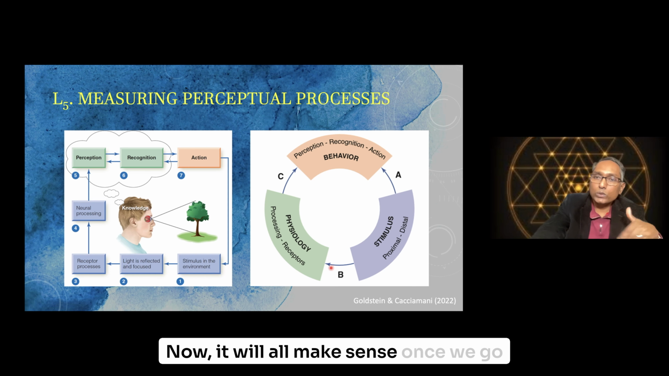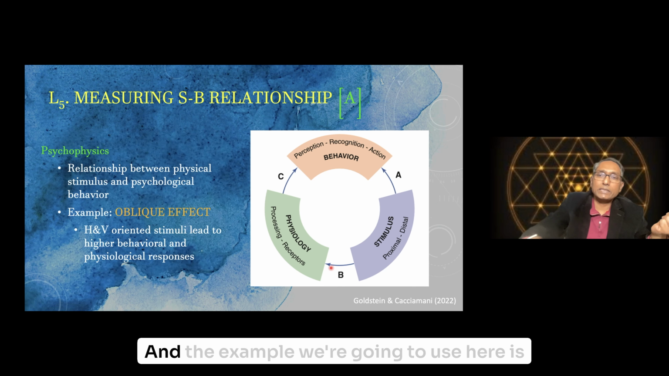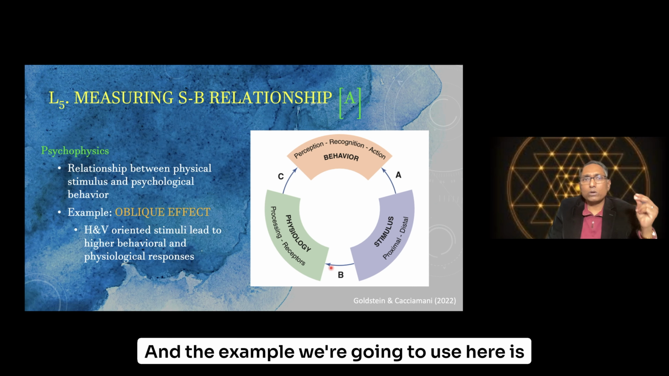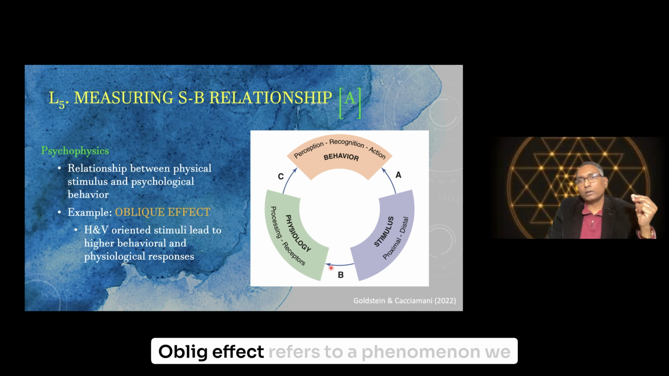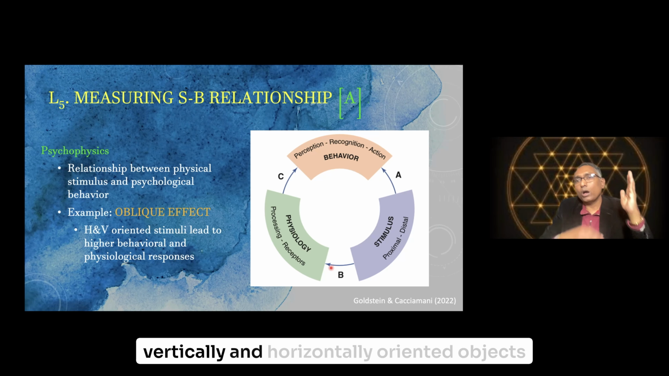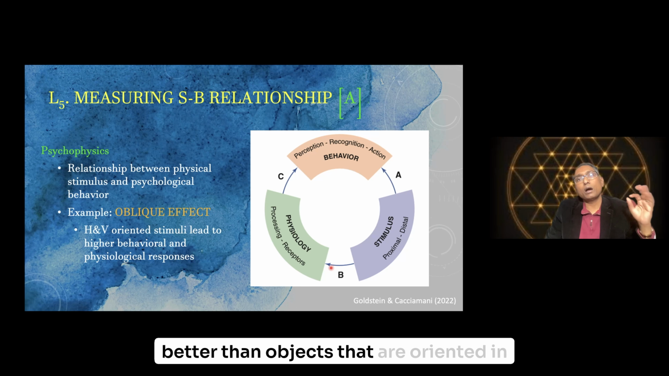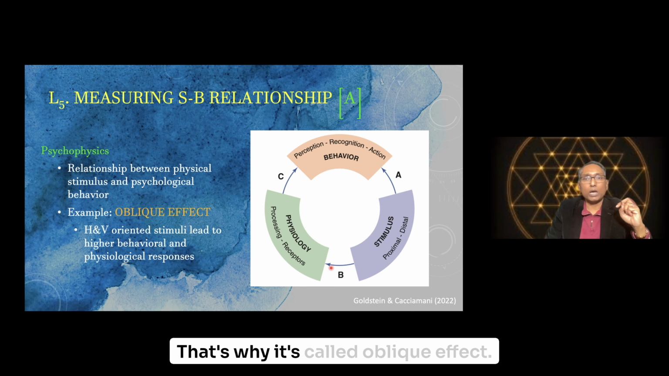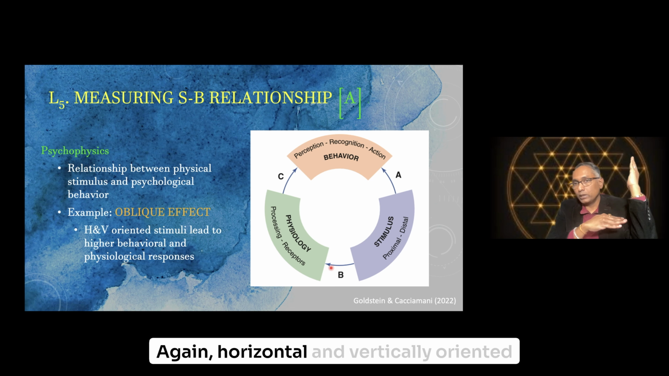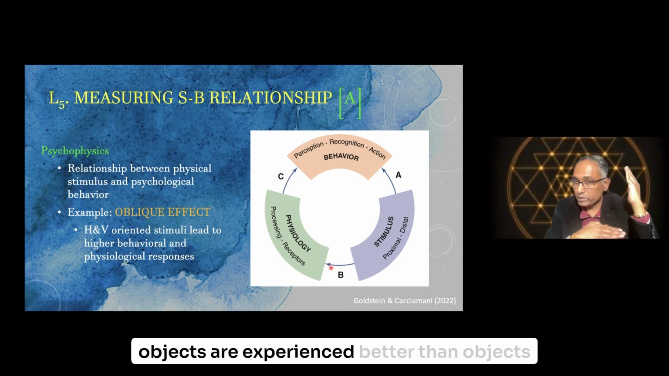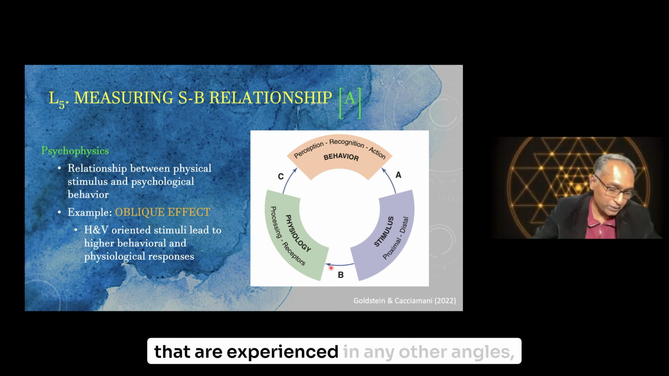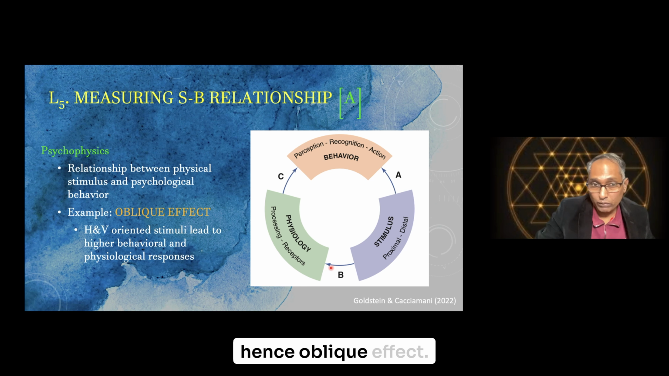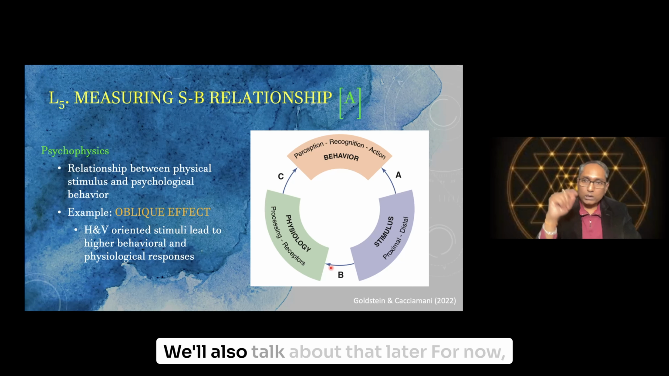Now, it will all make sense once we go through an example. The example we're going to use here is called the oblique effect. The oblique effect refers to a phenomenon where we experience vertically and horizontally oriented objects better than objects that are oriented at other angles, oblique objects. That's why it's called the oblique effect. Again, horizontal and vertically oriented objects are experienced better than objects at any other angles, hence the oblique effect. Why so? We'll also talk about it later on.